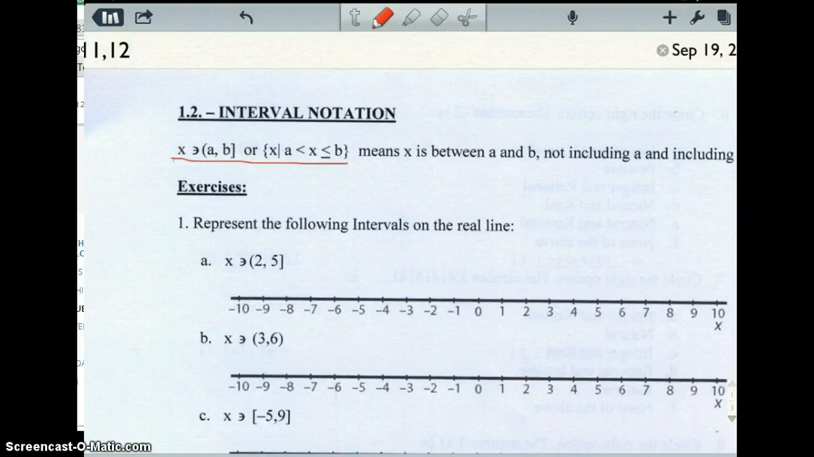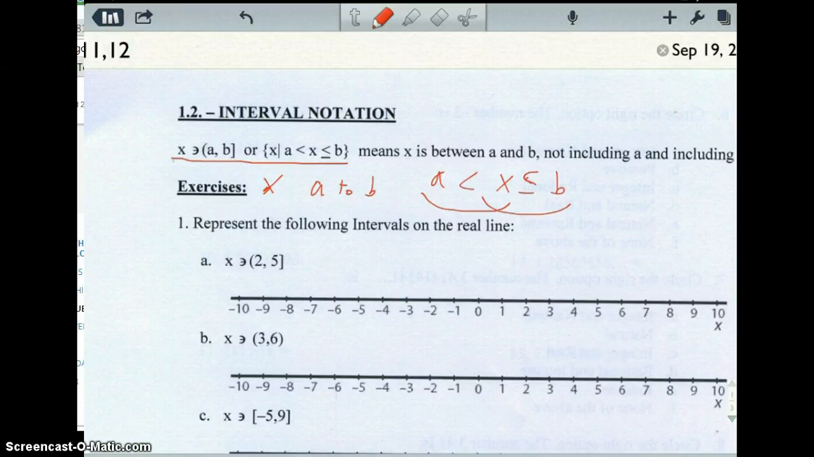It says that x is in the interval from a to b. Okay, so x is in the interval from a to b. Specifically, it is saying that a is less than x and x is less than or equal to b. And remember how these are different. We're going to see that on the number lines here. It's kind of hard to see with the less than or equal to sign. They all kind of look the same.